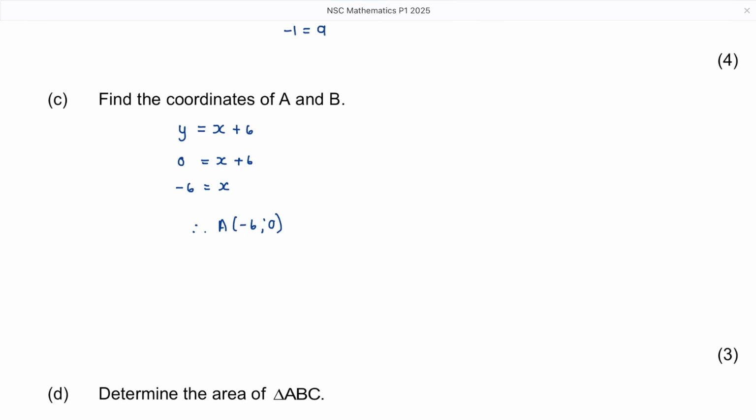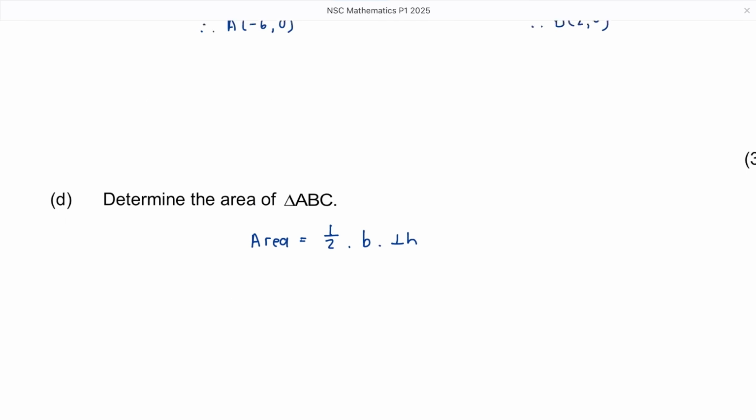B is a point on the axis of symmetry with a negative gradient. So I'm going to take this equation. I'm again going to make y equal to 0, and then I'm going to get x alone. And that means that coordinate B is (2, 0).